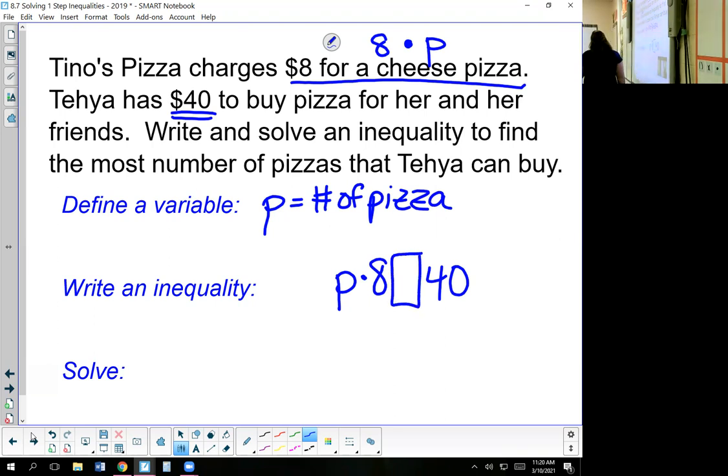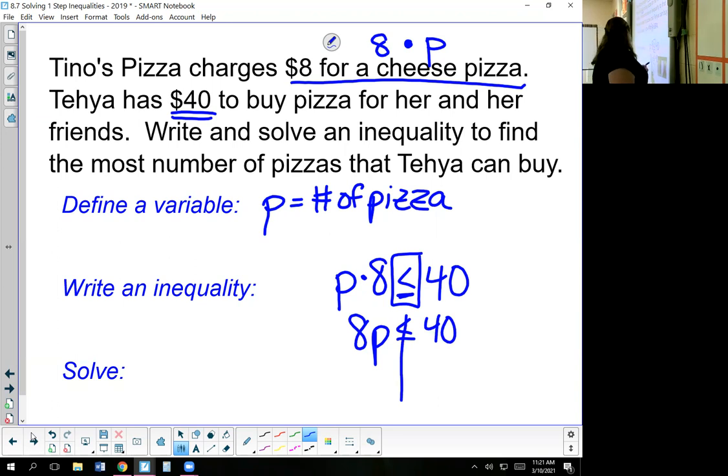Do I have to spend $40? Yeah, she has $40. So she could spend 40. But can she spend more than 40? The answer is no. She has to spend less than or equal to $40 in order to buy the pizzas. So the prettier way to write this is this way. And some of you can already see the answer.